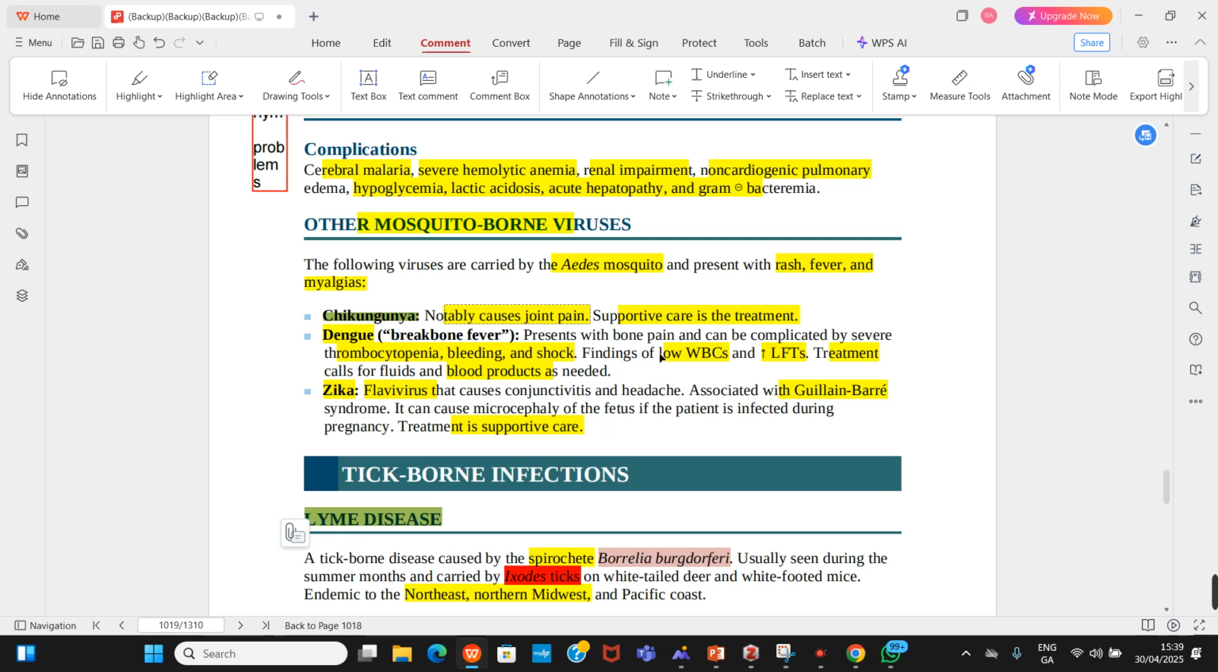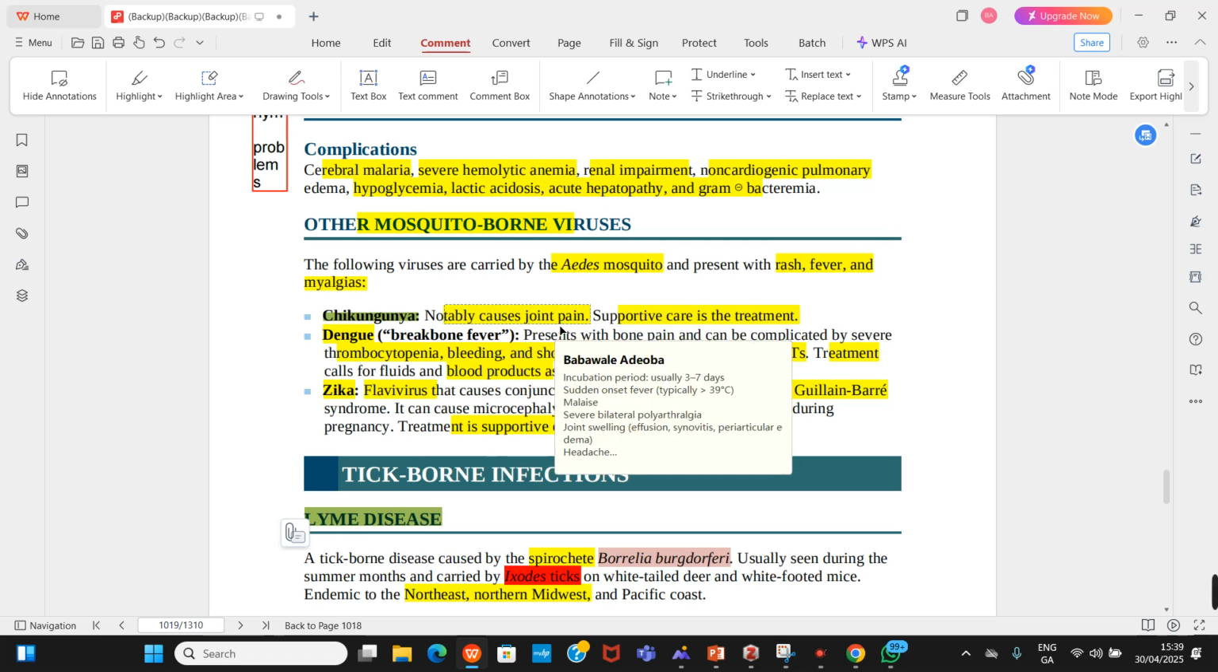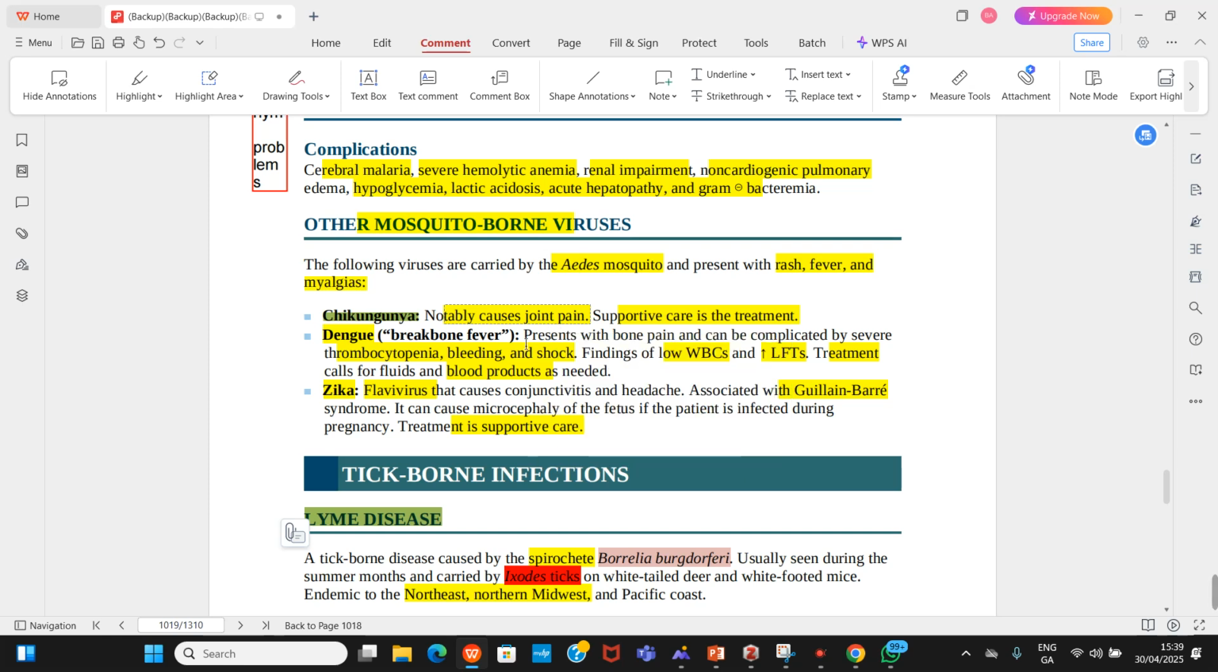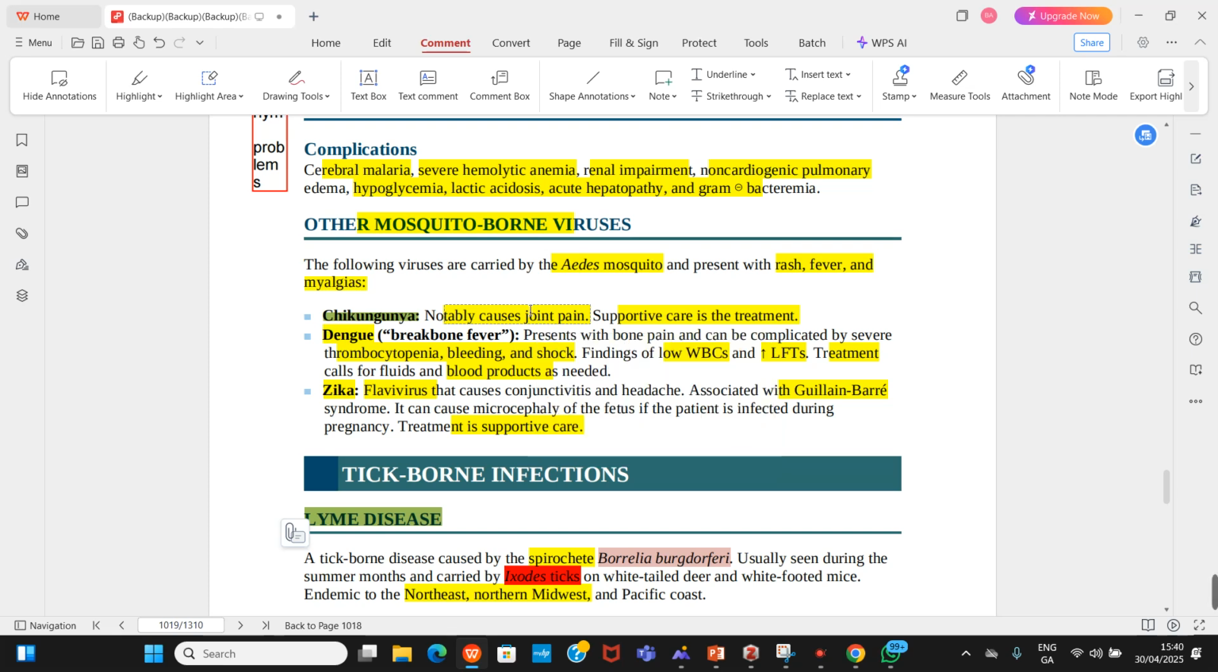So what we just want to do is manage the symptoms. You can give them analgesics for the pain. Sometimes, if the joint problems are getting very severe, you can give DMARDs, methotrexate and the like, to take care of the joint issue. But generally, the management for chikungunya is supportive.